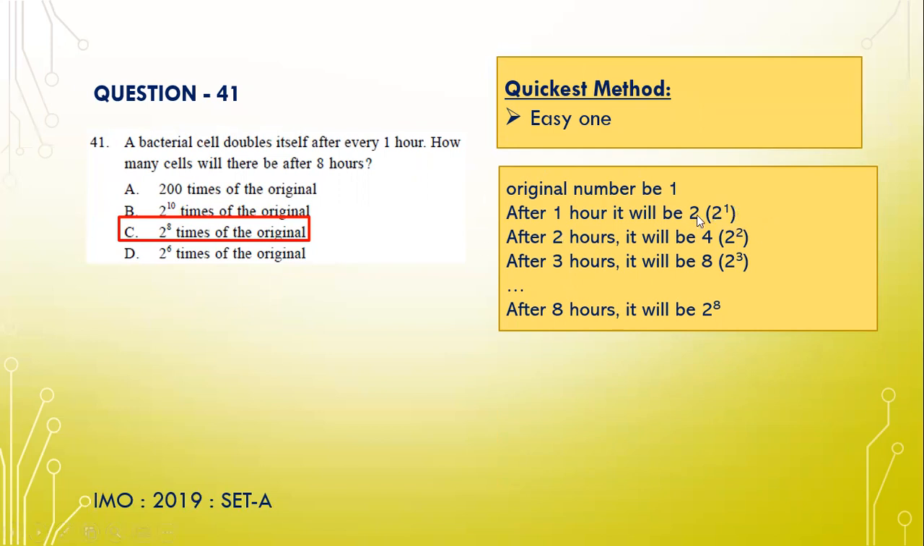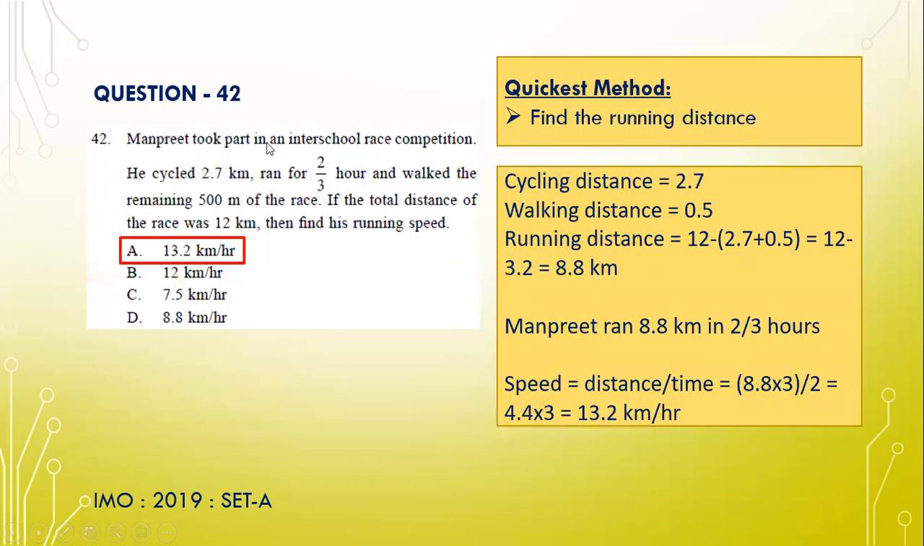After 2 hours it will be 2 plus 2, which is 4, which is 2 raised to 2. After 3 hours it will be 4 plus 4, which will be 8. 8 is 2 raised to 3. So similarly, after 8 hours, it will be 2 raised to 8, isn't it? So it is the power of doubling itself, the power of doubling.